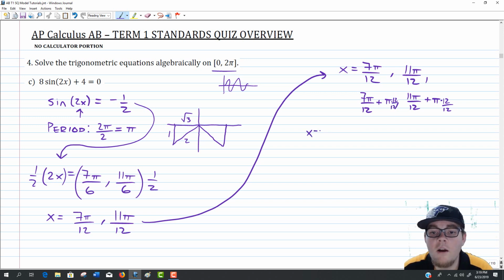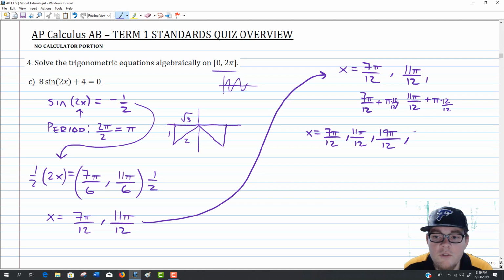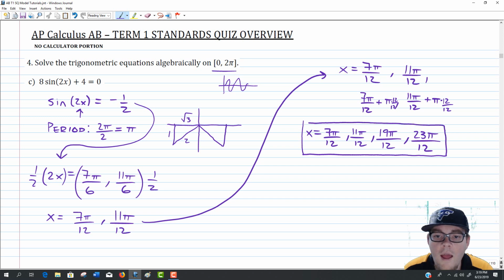And that means that we can get our four solutions. Of course, our first two that we were able to solve for very quickly, 7 pi over 12 and 11 pi over 12. And then our other two, which are going to be 7 plus 12, which is 19 pi over 12, and then 11 pi over 12 plus 12 pi over 12, which is 23 pi over 12. And there are our four solutions to this particular equation.